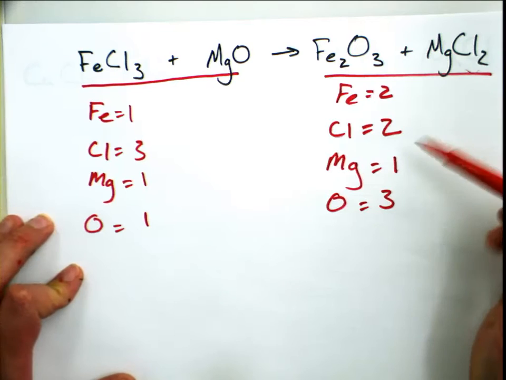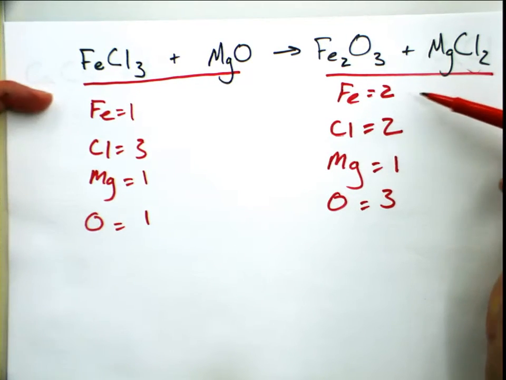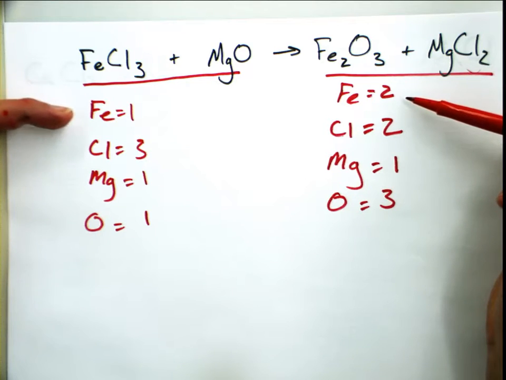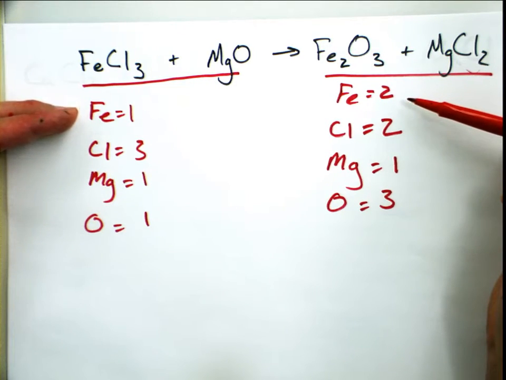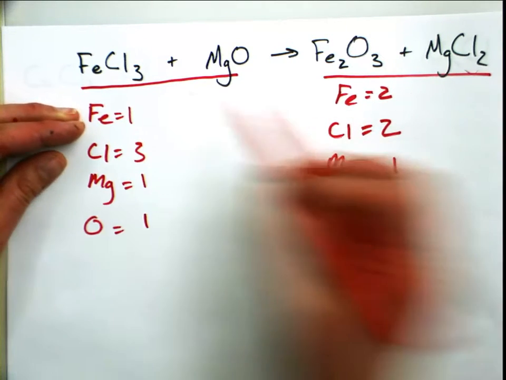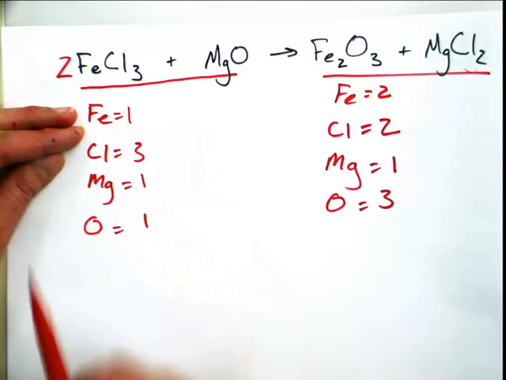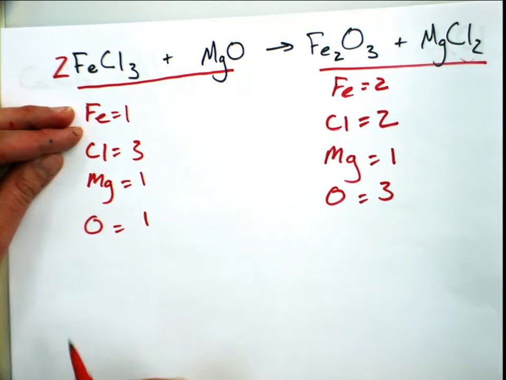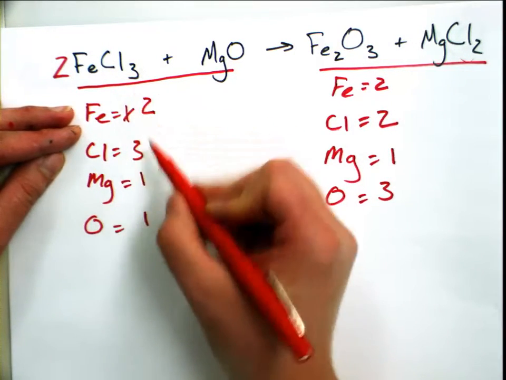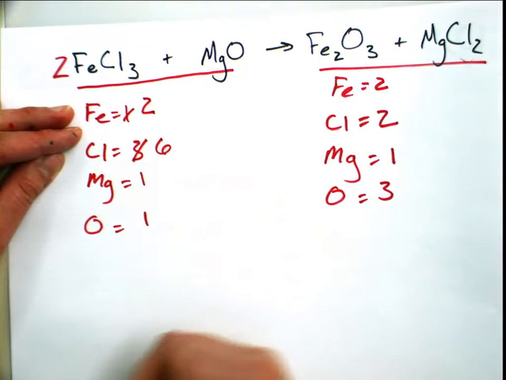Now let's look where we can increase the number of some atoms. We have 1 iron on our reactant side and 2 on our product side. We can fix that by adding a 2 coefficient in front of iron 3 chloride. That gives us now 2 iron atoms and 6 chlorine atoms.